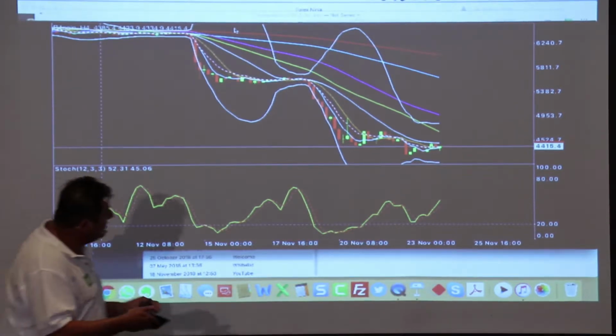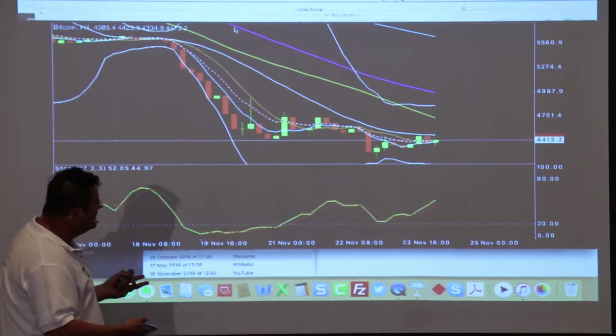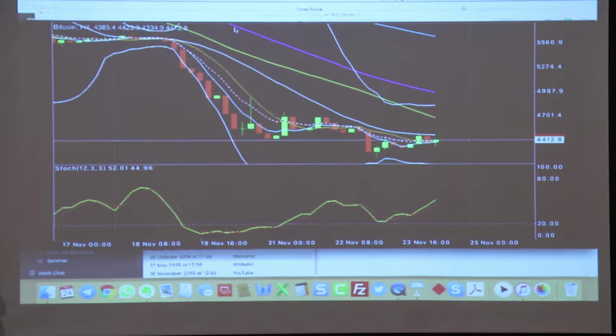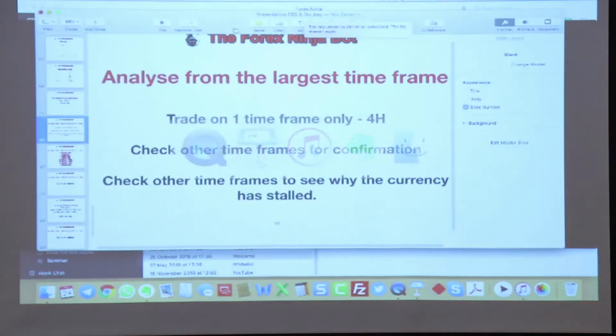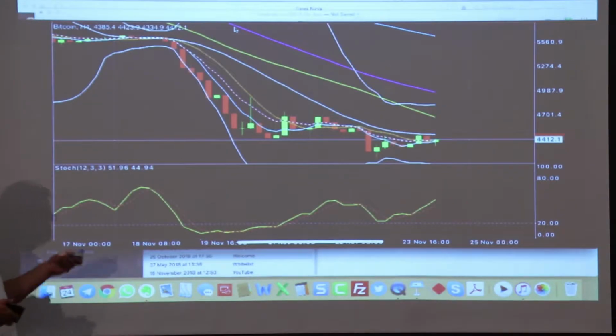Okay, it's trading in a range, but it's sticking on that 8 exponential moving average. It's not by coincidence that it's trading in that range. Okay? So the stochastic shows you an oversold and overbought condition.